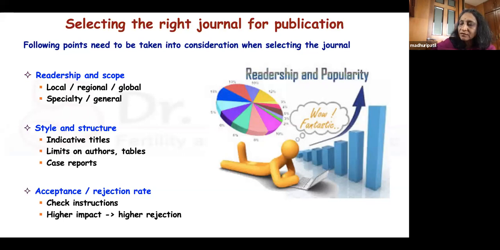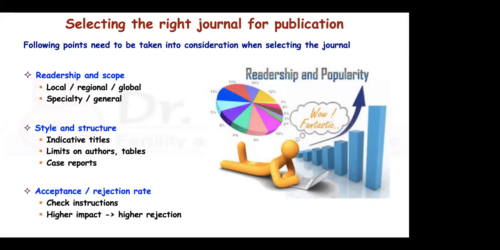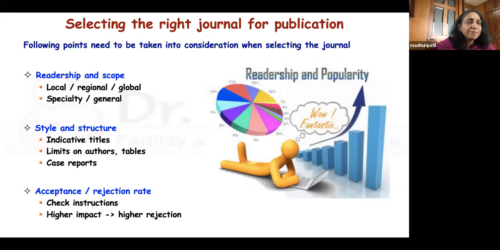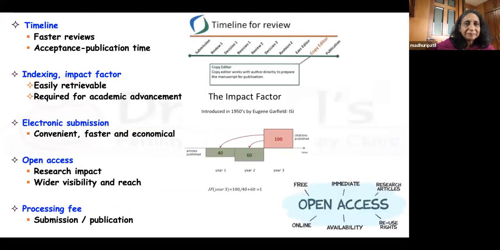So the acceptance rate of JHRS is only about 23 to 24%. So that's the acceptance rate of JHRS. And therefore in a small time, probably we have been able to make an impact factor of 1.8 for our journal.